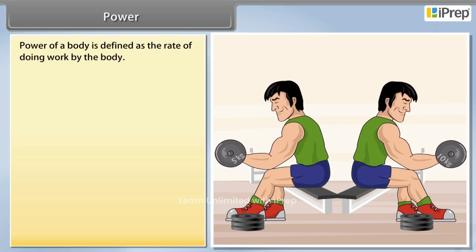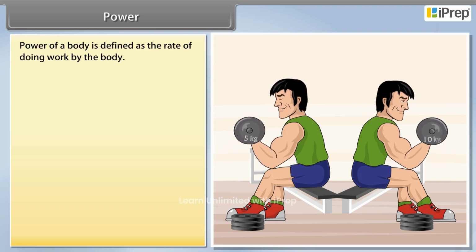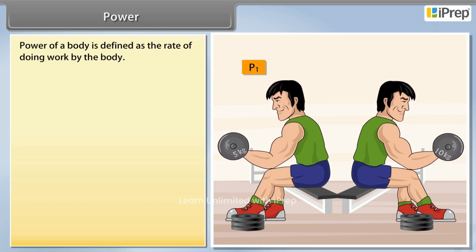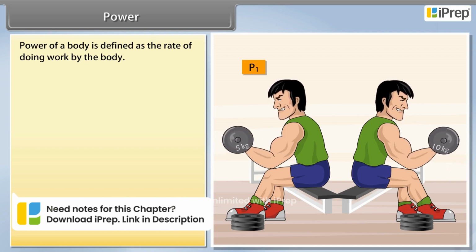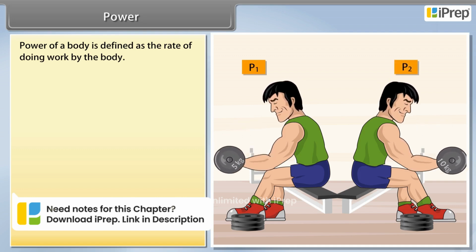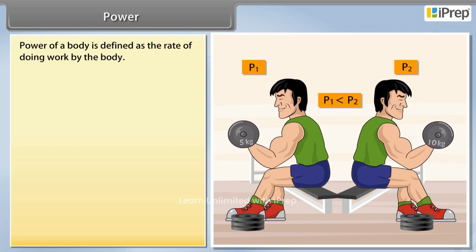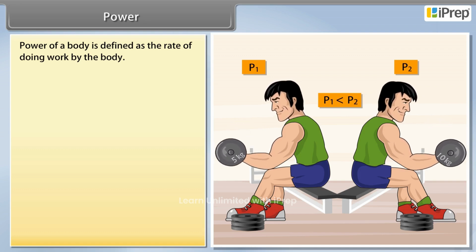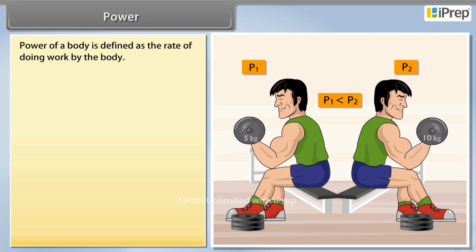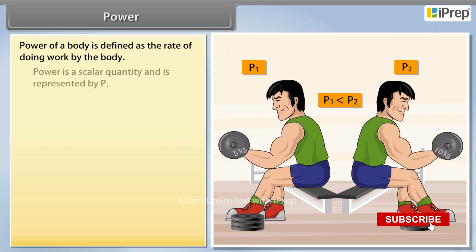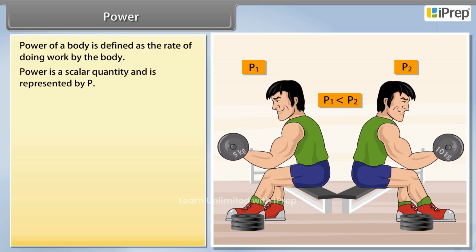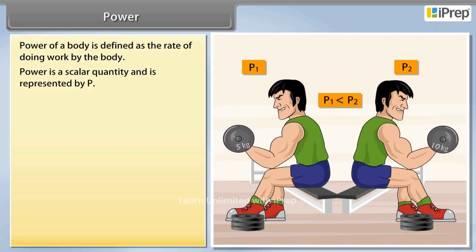When he used the dumbbell of 5 kg, then he applied power P1. And when he used the dumbbell of 10 kg, then he applied power P2. Hence, the power rating is high when he used the dumbbell of 10 kg as compared to the dumbbell of 5 kg. Power is a scalar quantity and is represented by P.